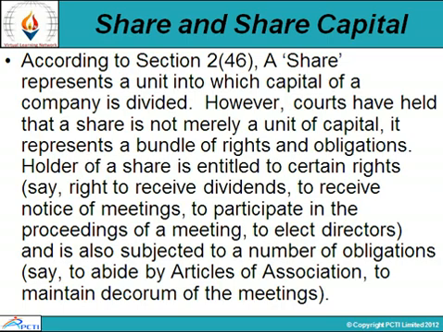Holder of a share is entitled to certain rights, that is, right to receive dividend, receive notice of meetings, to participate in proceedings of a meeting, to elect directors, and is also subjected to a number of obligations. Say, to abide by Articles of Association, to maintain decorum of the meetings.